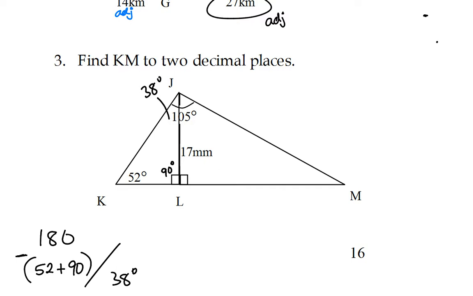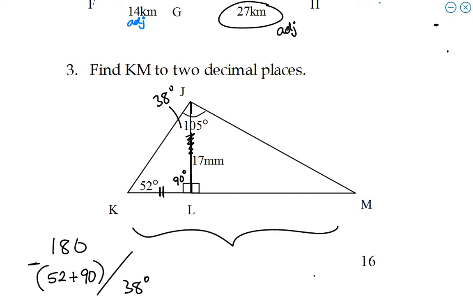Now where do we go from here? What's the first tip I gave you in this lesson? Find the shared side. Do we already have that? So we're going to use this shared side. What are we trying to find? KM. So we're going to have to break this problem into parts, solve for KL, and solve for LM. Get those two and add them up. So go for it. Try it out. You got this, you guys.